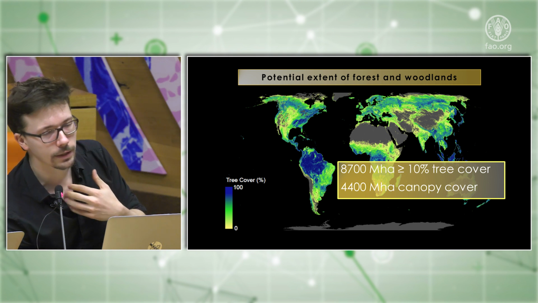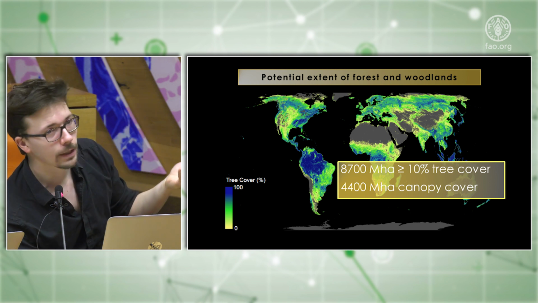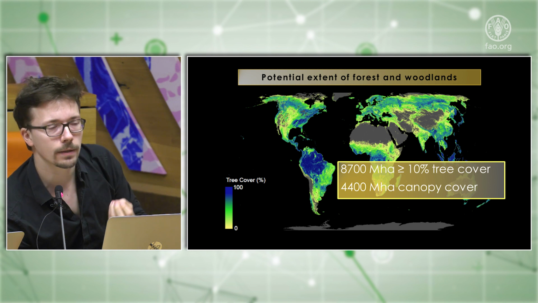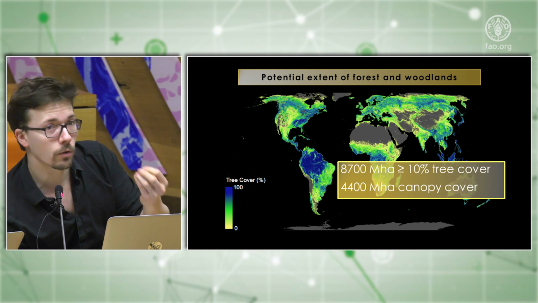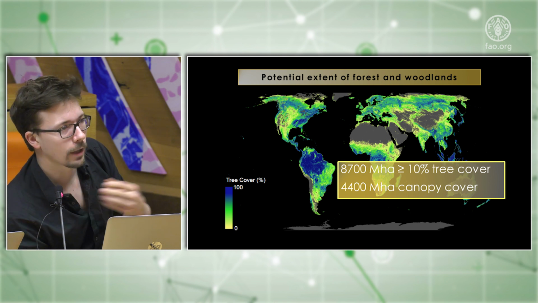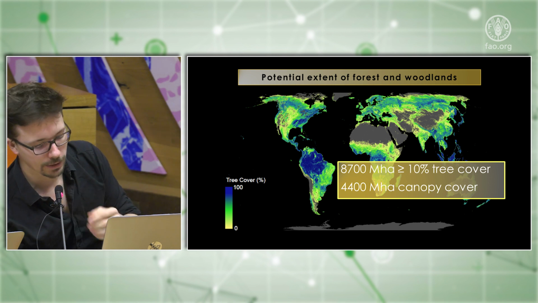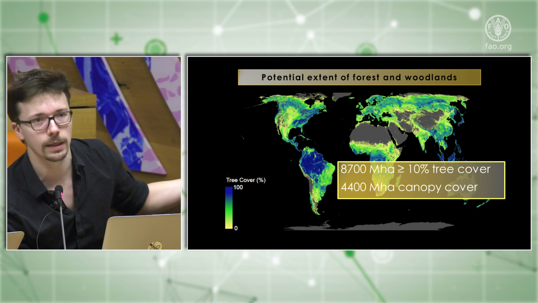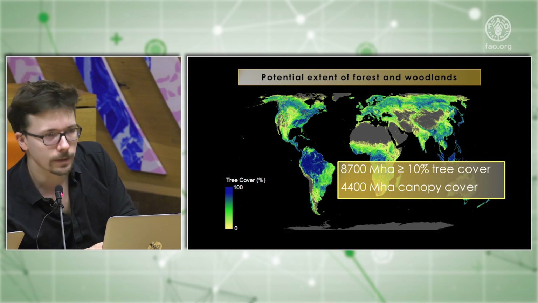And if you convert that into another metric, which we call canopy cover, the canopy cover is the measure of the area covered by trees. So if you have 1% of tree cover on a pixel of 1 hectare, you have actually an area of 0.01 hectare which is covered. And when you sum everything, you get the canopy cover. This is 4,400 million hectares. So this is all nice, but this is quite unrealistic because this is basically an entire planet under protected area, which is not possible if you want to live on a planet.